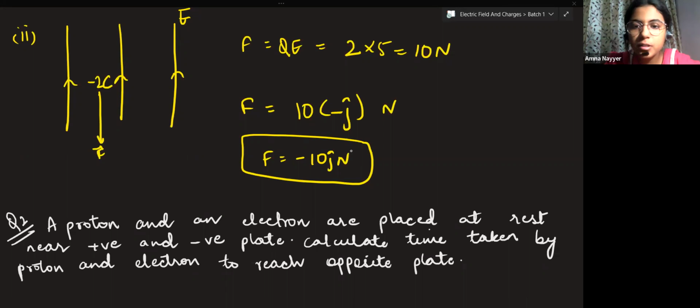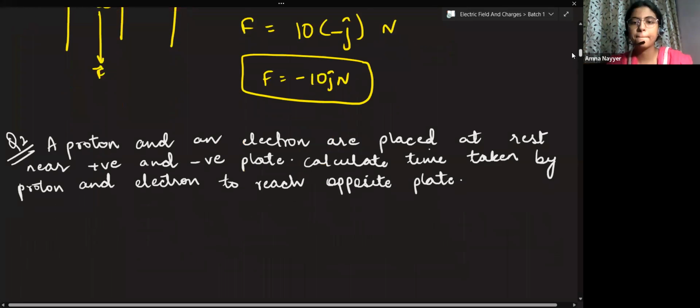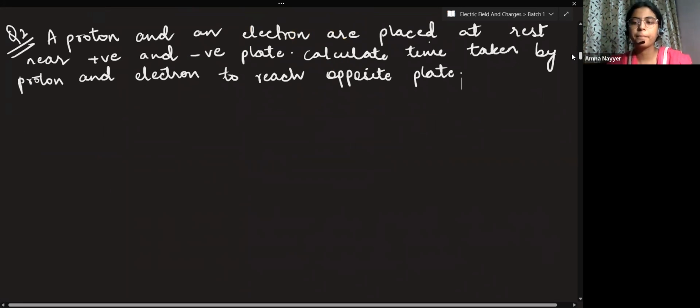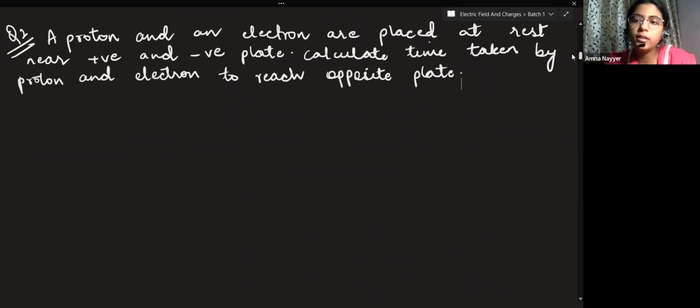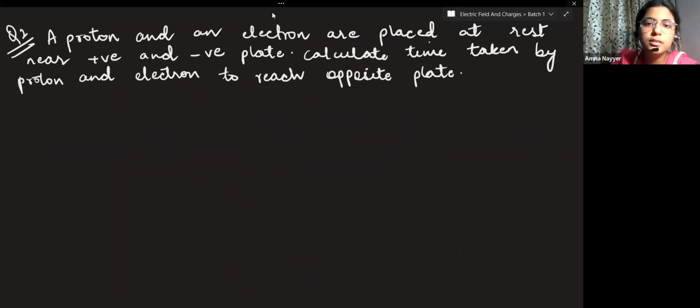Have you completed this question? Written till minus 10 J cap? Okay. Now see this question. A proton and an electron are placed at rest near positive and negative plates. See, what does this mean?